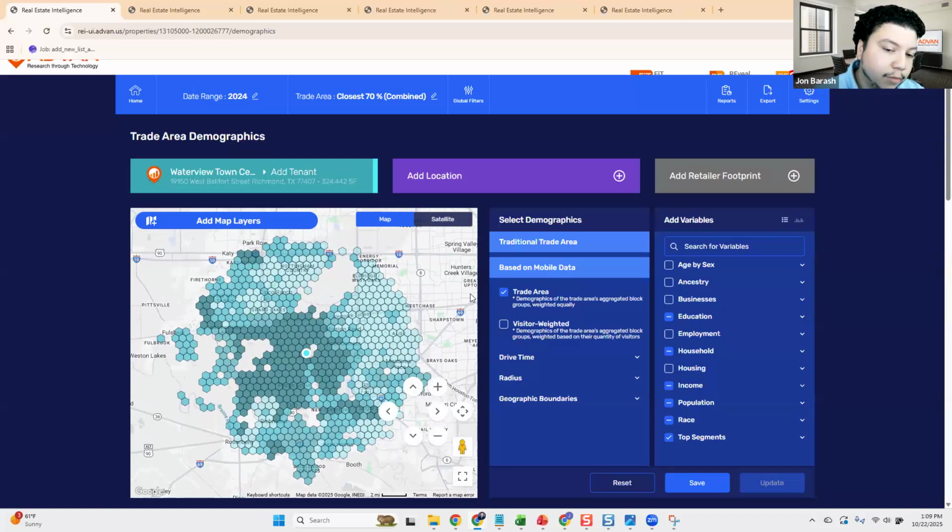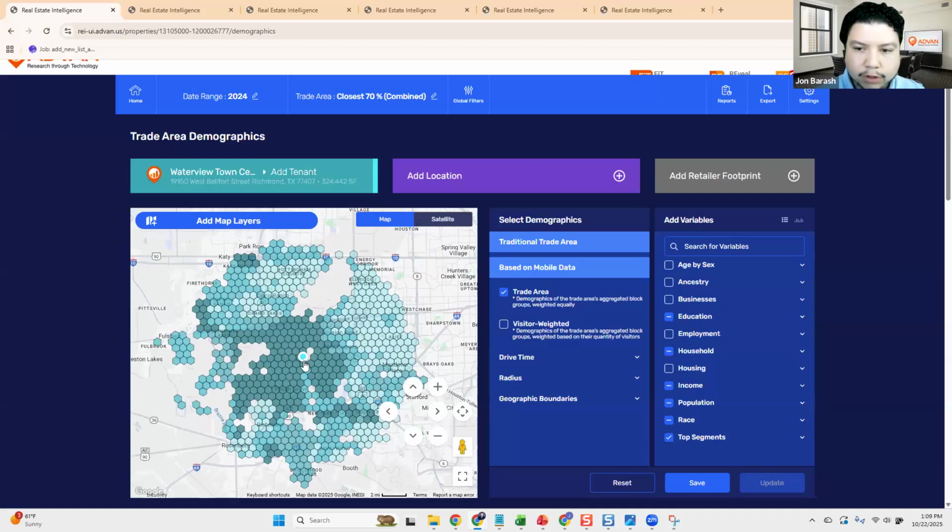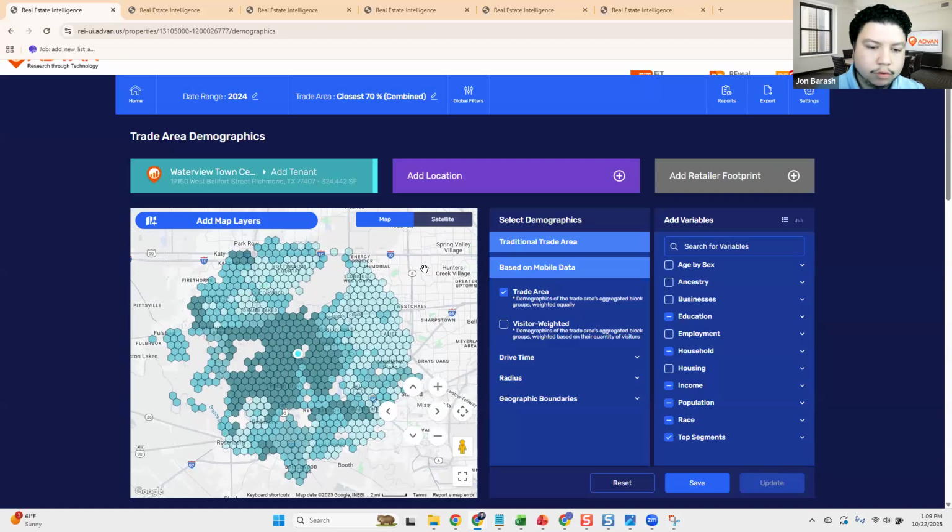And for those who are already familiar with mobile trade areas, they're not all created equally, and there's a lot of work done to remove demographic biases and geographic biases and normalization. So if you are already utilizing mobile trade areas, I would highly recommend you take a look at ours as well. And now that we have it for Waterview Town Center, let's compare it to a typical Sprouts location to see if it's a good fit.